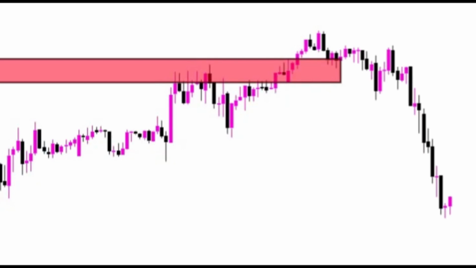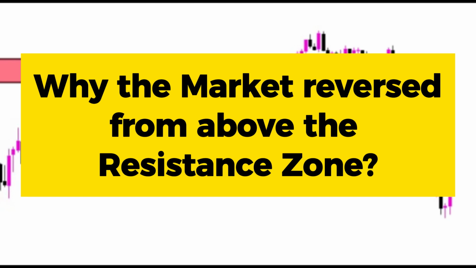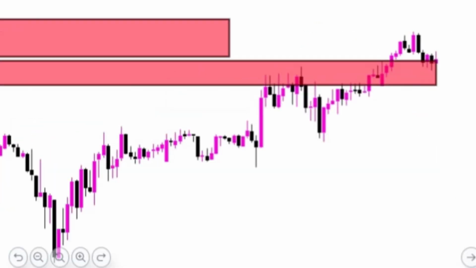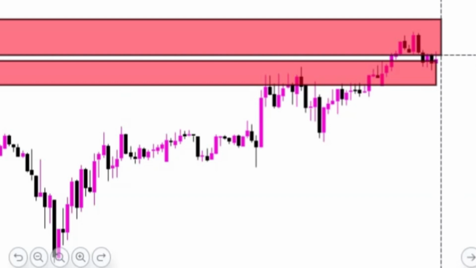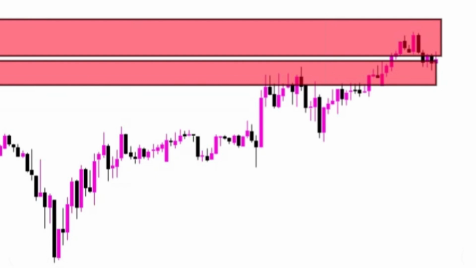Now a question might arise in your mind: why did the market reverse from this point and not from this resistance zone? The answer is that the market had made a supply zone above the resistance zone, which is why the market reversed from this point and not from this resistance zone.